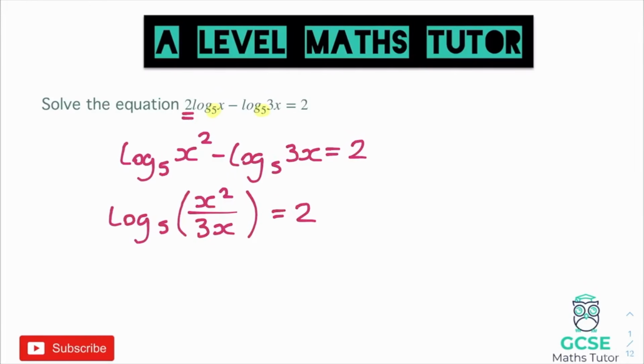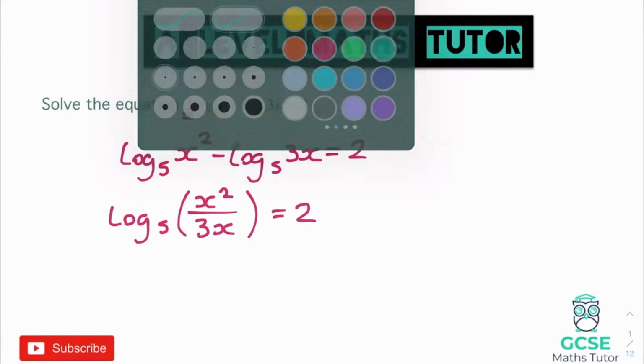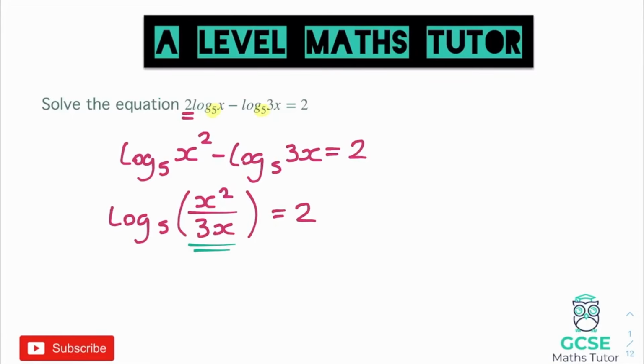I'm thinking about what this means, and it's a little bit more abstract than when we have just a numerical value here, but we have what power of 5 gives us the answer x squared over 3x. And it tells us here that that answer is 2. So in other words, 5 to the power of 2 is equal to this x squared over 3x. What power of 5 gives us that? And it tells us the power is 2. So that's 5 squared. So in other words, in order to remove our log here, we can write that x squared over 3x is equal to 5 squared.